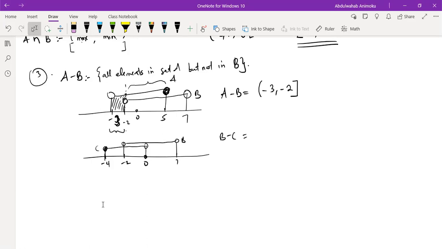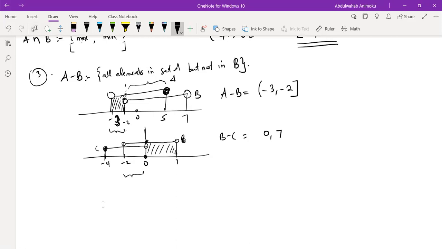So if you check again, you can see that this would be the elements in B but not in C. Anything between minus 2 and 0, they are all in C. So this will not be part of this difference. So what will be part of the difference is what is in B but not in C, which is from here from 0 to 7. As you can see, it has to be from 0 to 7.